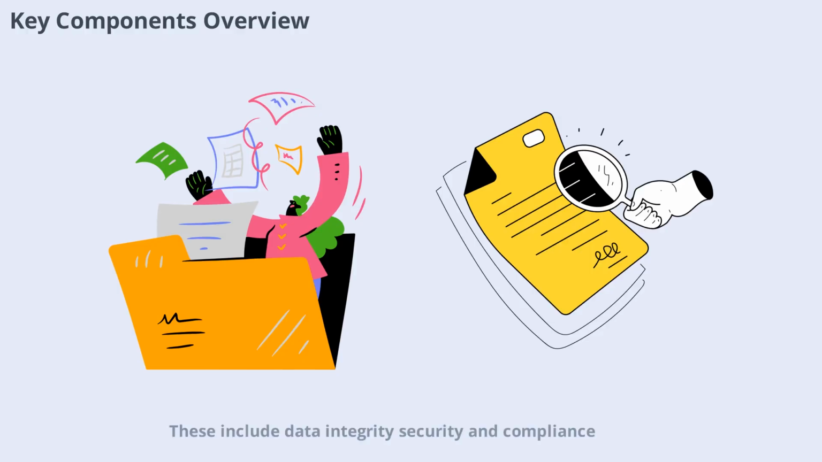These include data integrity, security, and compliance. Data integrity ensures that information is accurate and consistent across the organization. Security focuses on protecting data from unauthorized access or breaches. Compliance ensures that data practices meet legal and regulatory requirements. Together, these elements form the backbone of a strong data governance framework. In the following scenes, we'll explore each component in detail, showing how they work together to safeguard your organization's data.